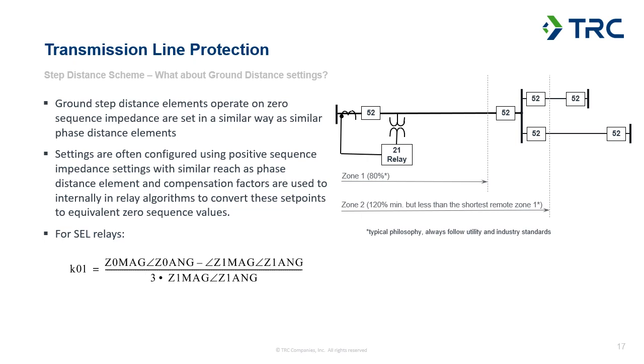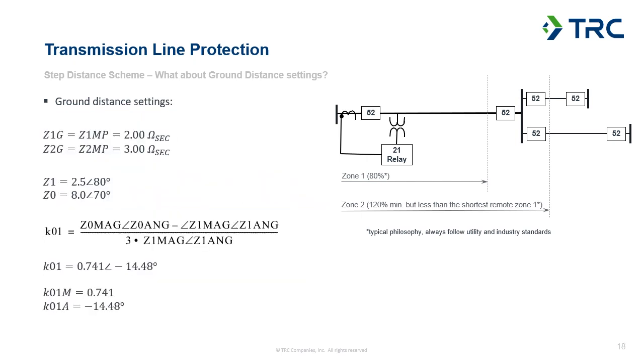And for Schweitzer relays, it's this K01 factor that I've got shown down here. Basically we're taking the zero sequence impedance, subtracting the positive sequence impedance, and dividing it by 3 times the positive sequence impedance. And that setting, both the magnitude and angle, tells the relay how to take that positive sequence setting and convert it into the equivalent zero sequence setting without you actually having to do the zero sequence calculation separate from the phase calculation.